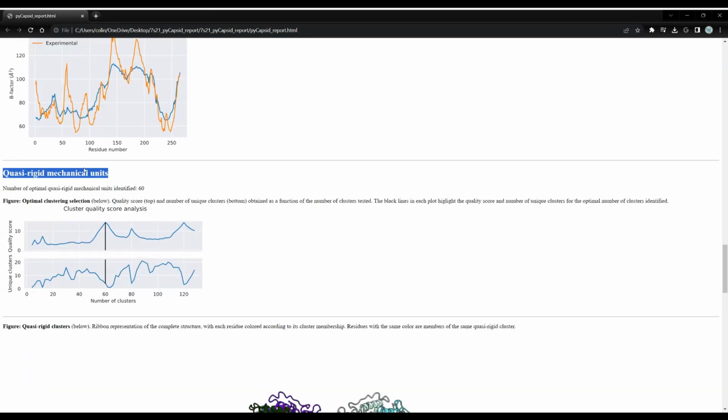The quasi-rigid mechanical units section provides the results of identifying the quasi-rigid clusters in the structure. The first graph shows the quality score as a function of the number of clusters explored, and the second displays the unique number of clusters for each case. This black bar highlights the clustering number with the maximum quality score.